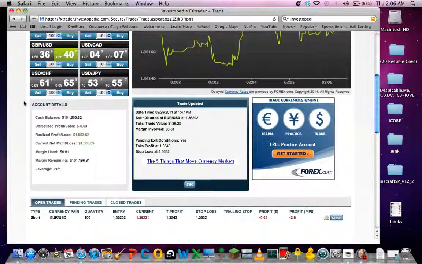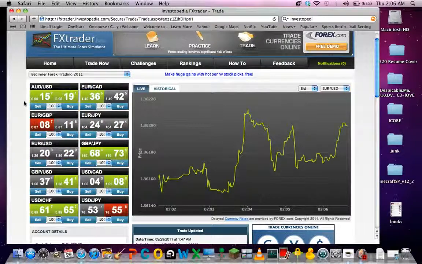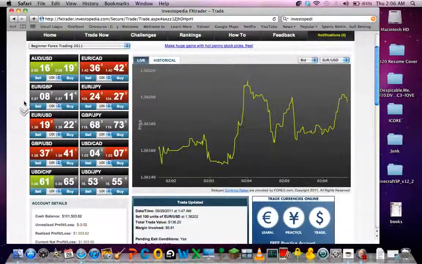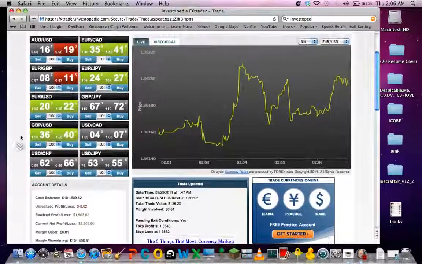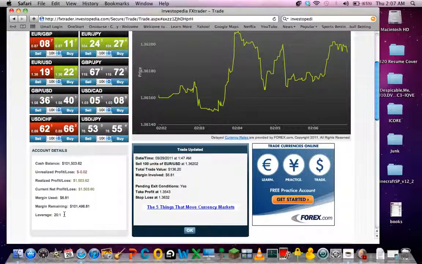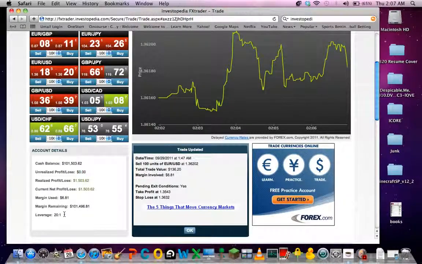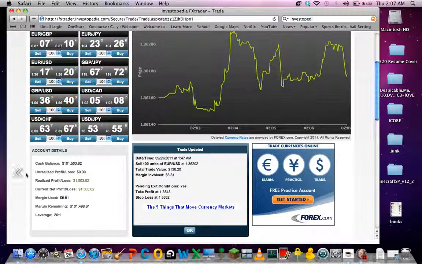I also would advise you to keep your leverage low if you ever really do start trading real money in the Forex. What that means for you people that don't have a business background is leverage is basically the amount of money you can borrow based on the money you have. So here it looks like my leverage is 20 to 1. So for every dollar I put in, or obviously this is fake, but if it was real, for every $1 I put in, I could borrow up to $20 to trade with.